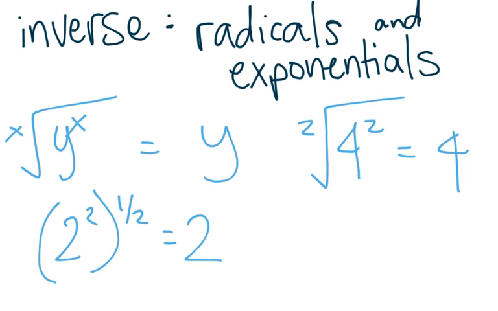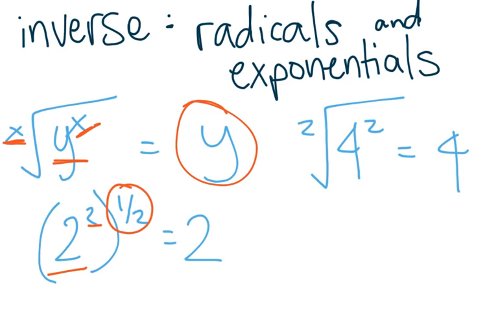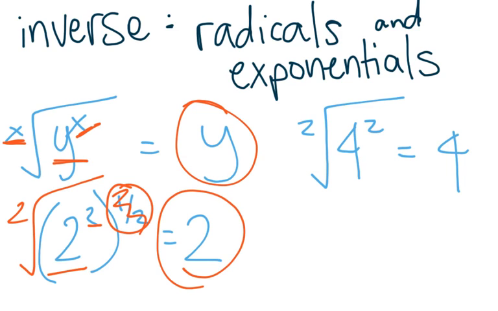Similarly, radicals and exponentials are also inverse relationships. If you raise a value to a certain power and then you take the root of the same power, you're going to end up with the original value that you began with. So for example, 2 squared and then raised to the 1/2 is going to give you 2, because raising it to the 1/2 is the same as saying you're taking the square root of it. 4 squared taken to the root of 2 is the same as just saying 4.